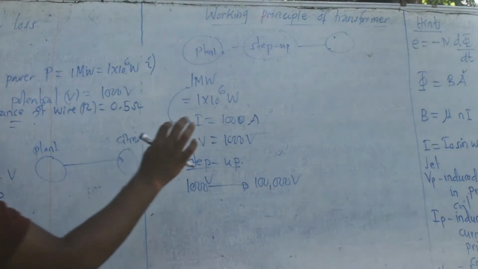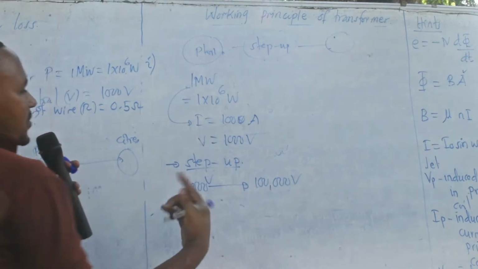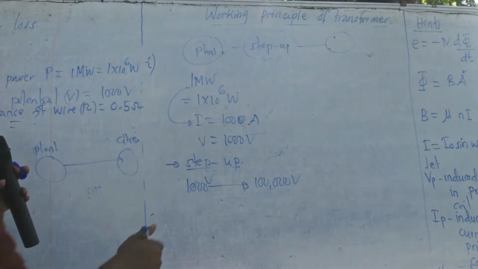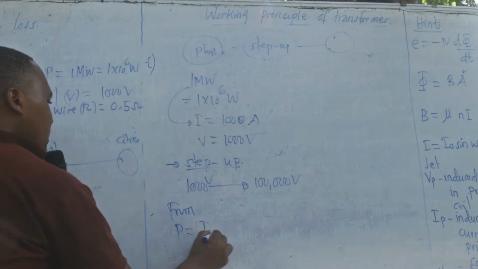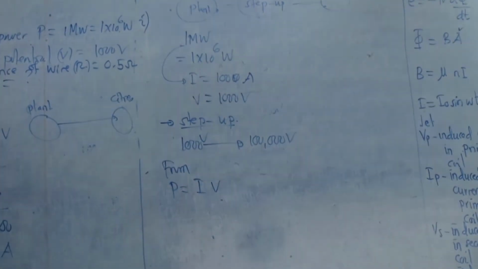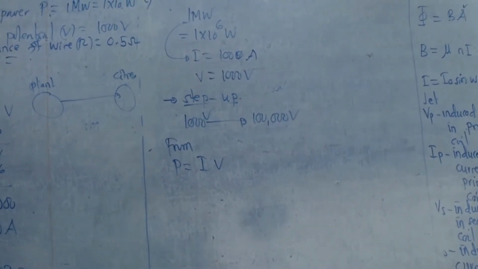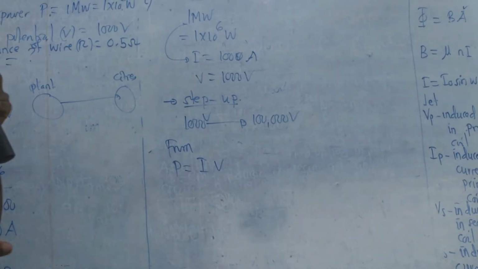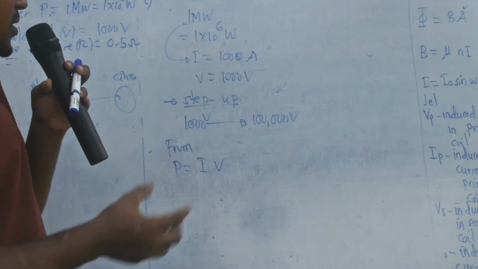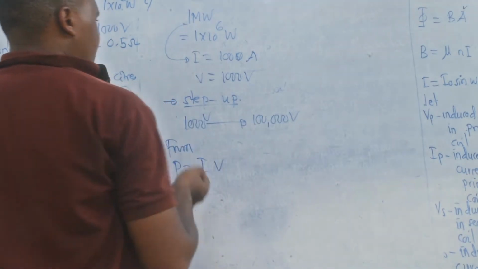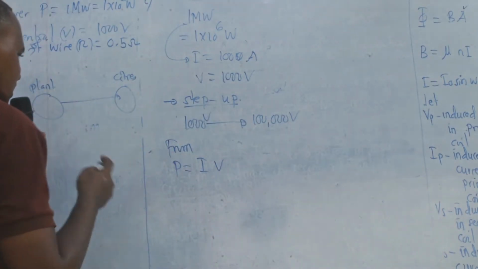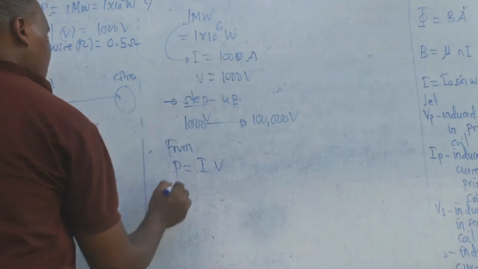If the new voltage is this one, what is the new current that is passing through the electrical wires? Again, from power is equal to IV. Remember that the transformer works under the principle of conservation of energy. The power is always conserved. If the voltage has changed from this number to this one, the current must go down. So here the power is still the same.